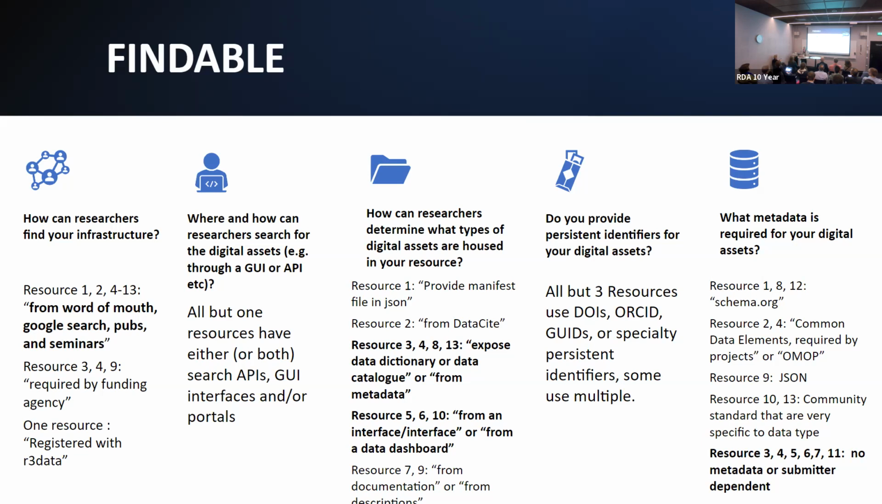Almost everybody has either APIs, GUIs, interfaces, or portals, and that's the strength. But how do researchers determine what types of data assets are housed in your resource? Here again, we had some interesting responses. DataCite came up once, but most of our resources are exposing their data through data dictionaries or data catalogs, or from exposing metadata and making that searchable. A few resources have data dashboards or other types of interfaces.